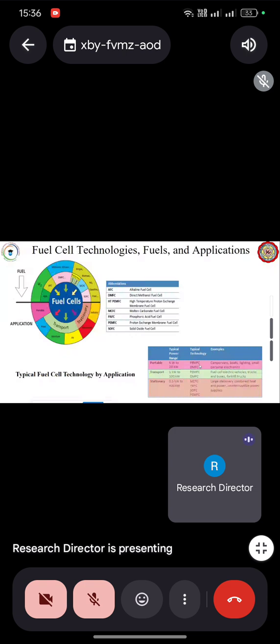Okay, so which typical technology will we use? We will use PEMFC, the proton exchange membrane fuel cell. I will explain all these things in the next slide. For example, boat lighting and small personal electronics. Here is also transportation, 1 kilowatt to 100 kilowatt. In transportation, we use batteries with a power range of 1 kilowatt to 100 kilowatt. So in this we can use PEMFC and DMFC.